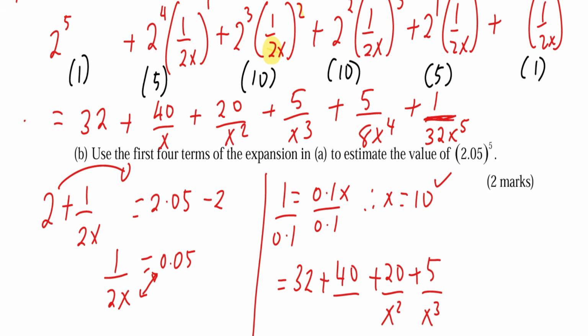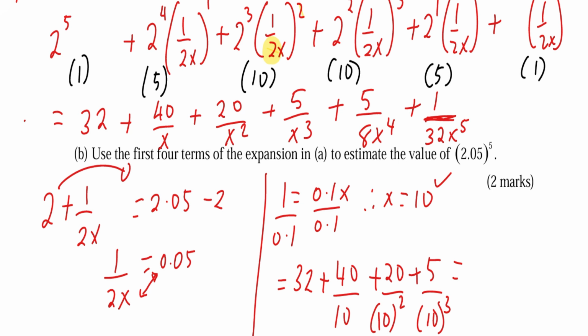So the first one is 10. This x squared is 10 squared. So replace x with 10, but 10 squared. And the third one is x cubed, so replace that x cubed with 10 cubed. Okay, so what will be the answer to that?